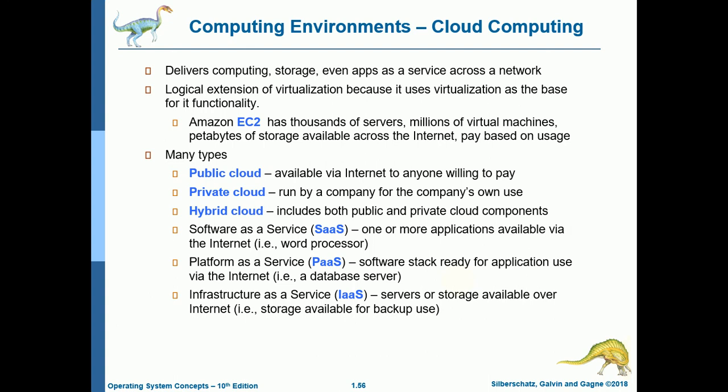Next we have platform as a service, or PaaS, a software stack ready for application use via the internet, such as the database server. And then we have another one, infrastructure as a service, or IaaS, servers or storage available over the internet. They can be storage available for backup use. Actually, software as a service is more popular because these are used by consumers. Unlike platform as a service and infrastructure as a service, these are more available in the companies, or bigger companies' usage.